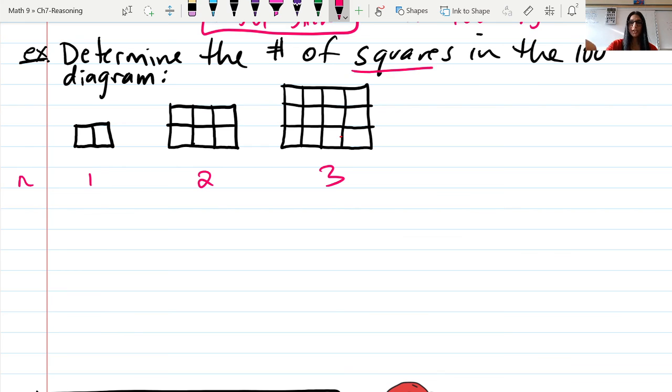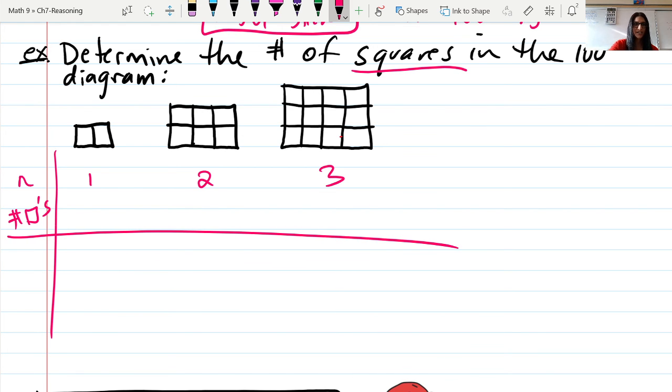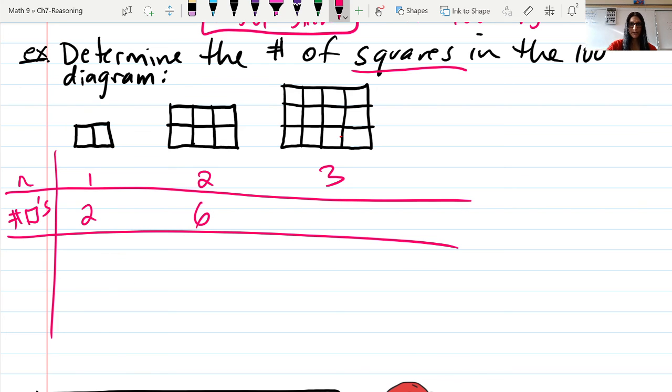this time we're looking for the number of squares, not the number of sticks. So let's maybe come up with the number of squares. I'm going to set it up kind of like a chart here. So the number of squares in the first diagram is 2. And here we would have 2, 4, 6. And here we'd have 3, 6, 9, 12. So we want to eventually come up with the number in the 100th diagram.